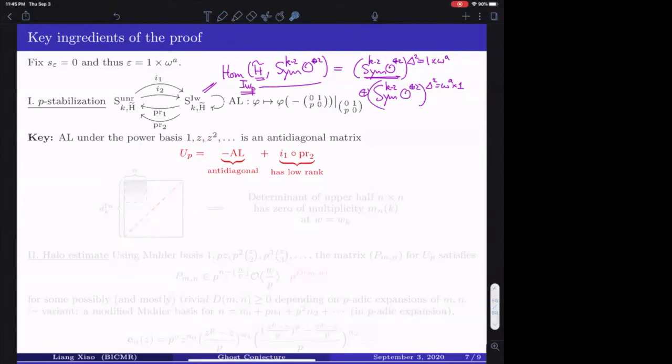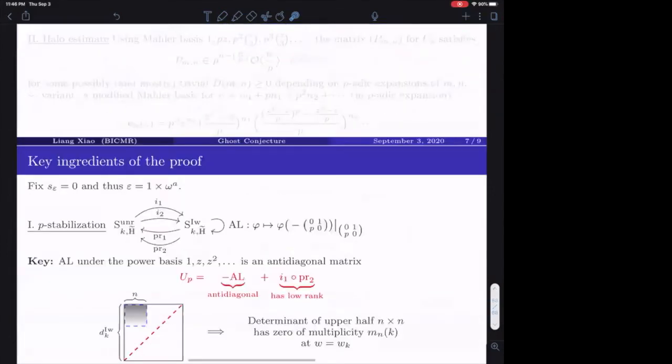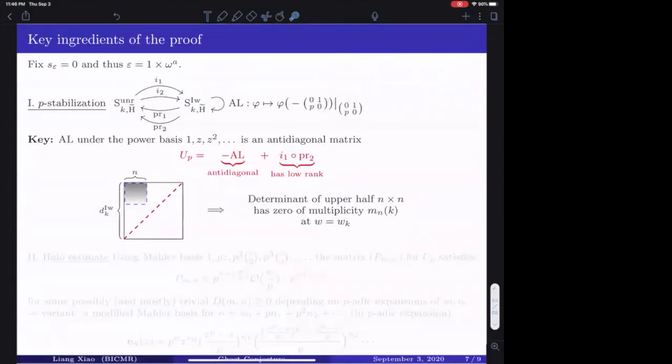And the key of our proof is a simple equality. One can prove this very easily: Up is equal to minus Atkin-Lehner plus the map where you first embed the unramified form into the gamma naught p invariant form one way and project it back the other way. So you just have a simple relation like so. And using this, we can deduce a very non-trivial result. If you think about the case, recall that my characteristic power series is 1 plus c1 w t to the n. So let's evaluate this at k, okay?